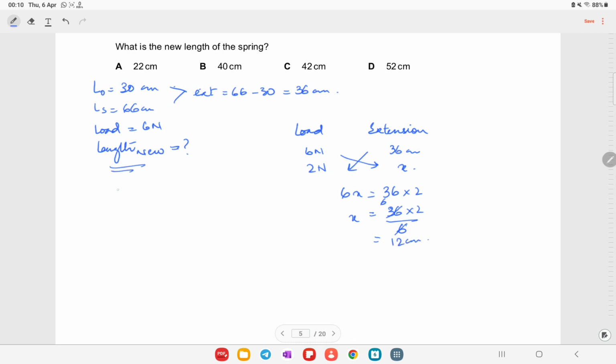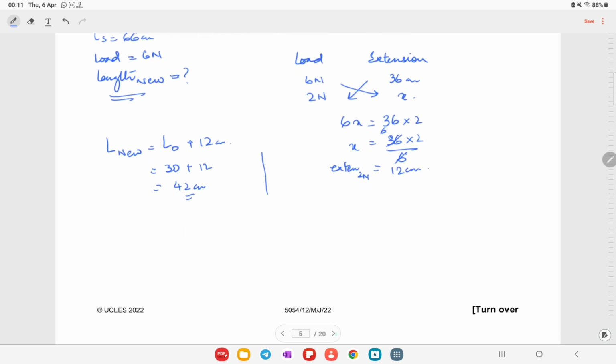Now the new length will be basically the original length plus 12 centimeter, or you can say the extension. This is basically the new extension at 2 newtons. So this is going to be 30 plus 12 equals 42 centimeters. So your answer will be C.